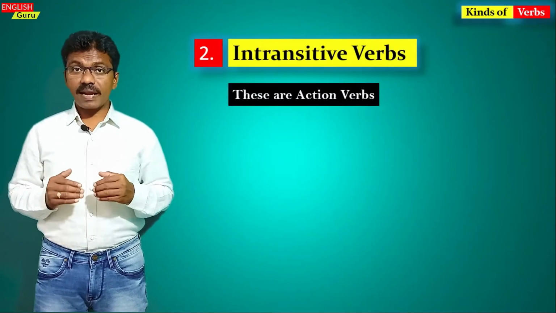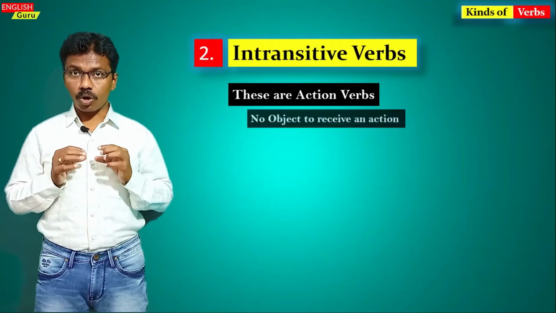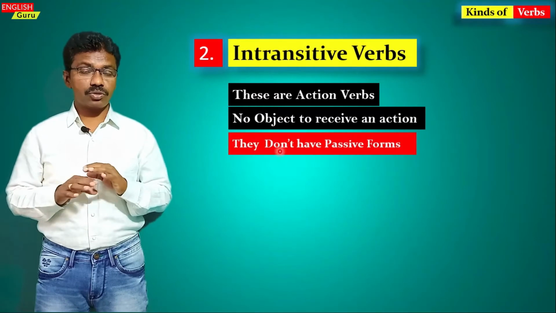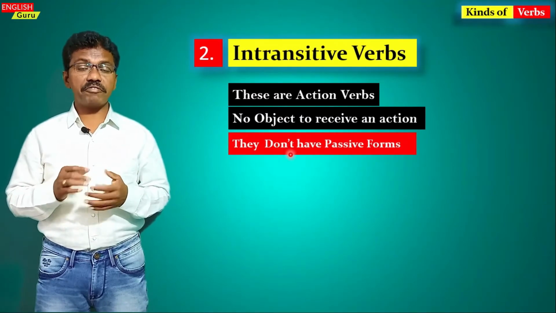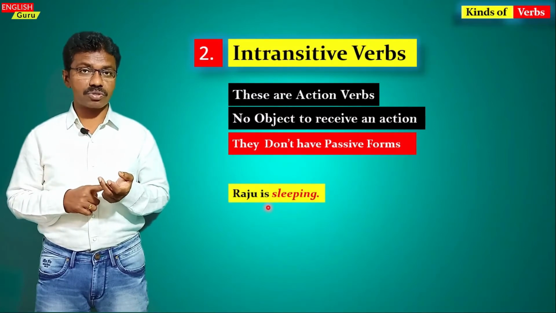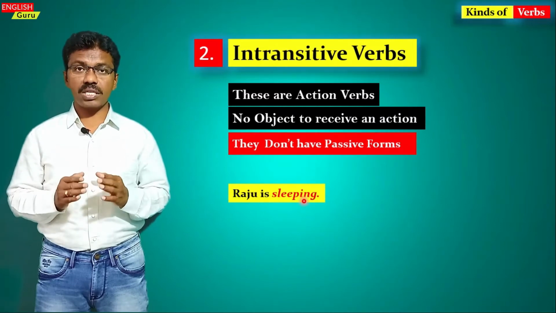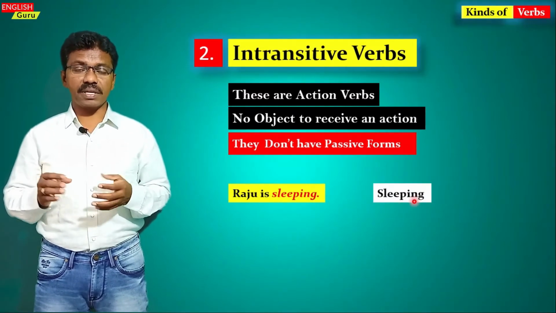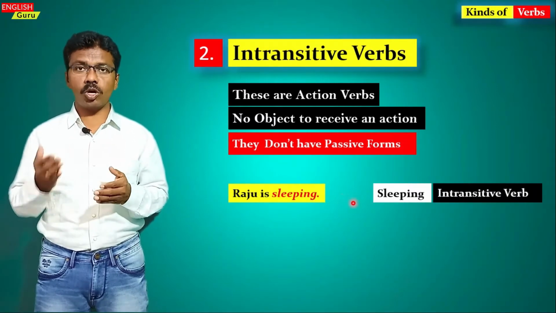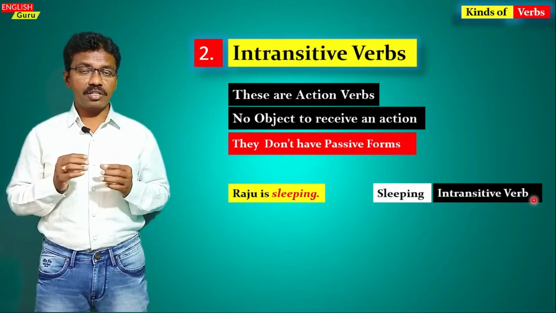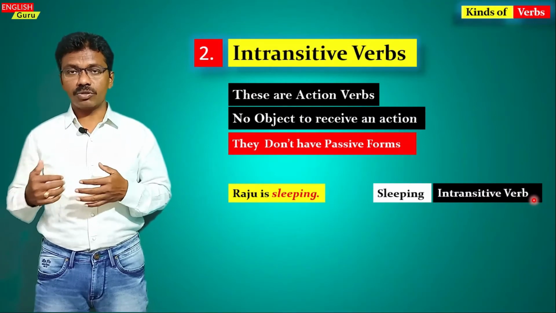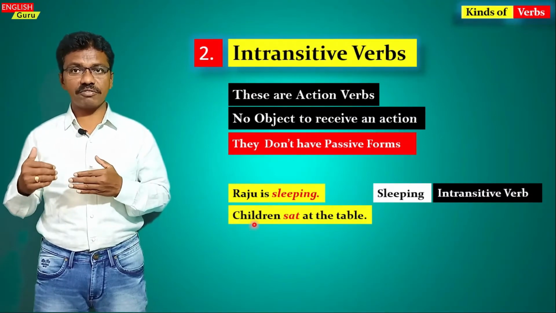The second one is intransitive verbs. Intransitive verbs are also action verbs, but they do not take object. They do not have object and they do not have passive forms also. For example, if you say Raju is sleeping. The word sleeping is a verb and it is intransitive because there is no object to this verb. And you cannot write this particular sentence into a passive sentence. So this particular sentence does not have a passive form.